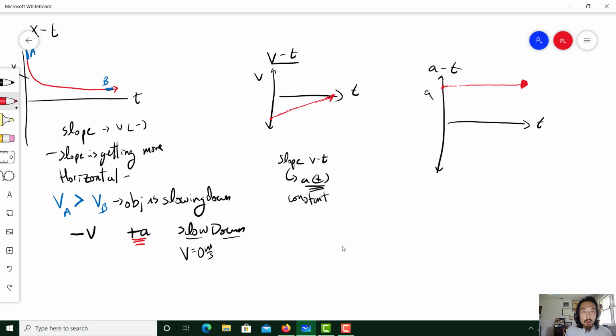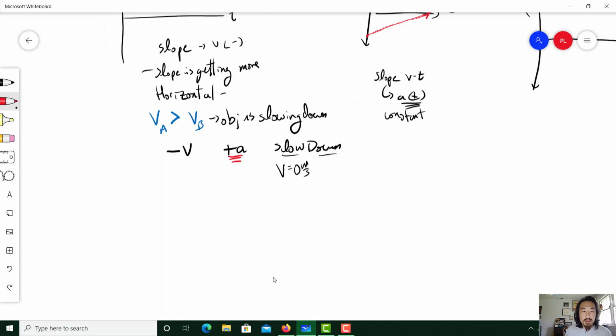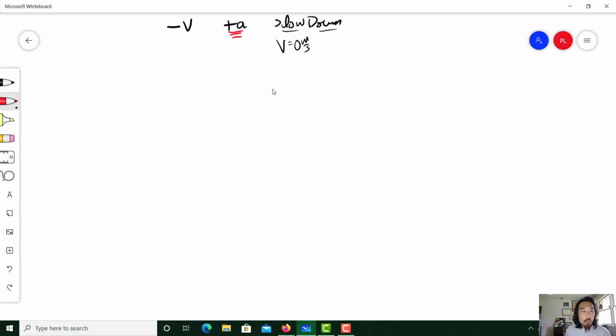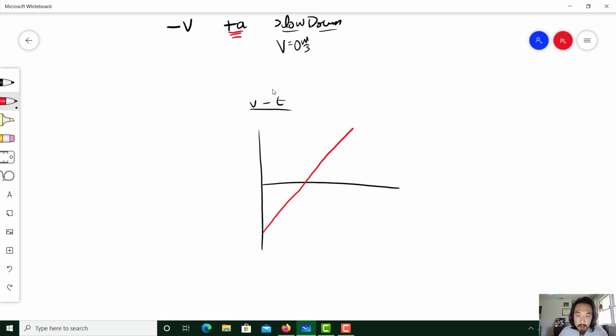Okay, now let's do something slightly different. What about a velocity time graph that looks something like this? I'll do this in red. Whoa. All right. So let's use our critical thinking caps here. Okay, let's break this down.